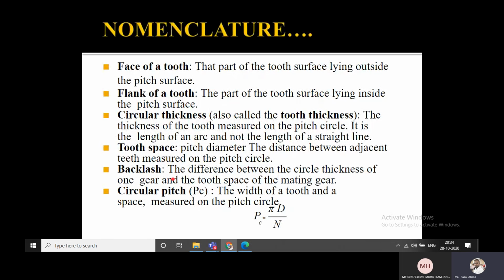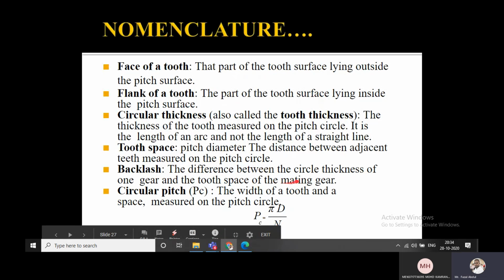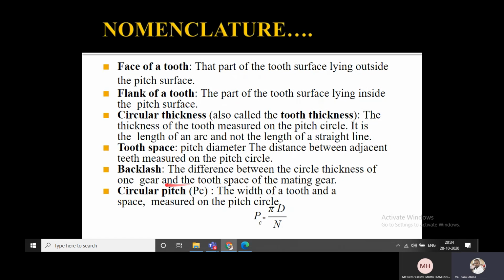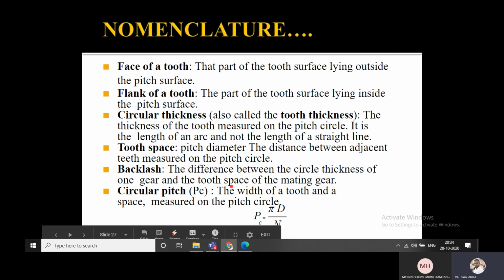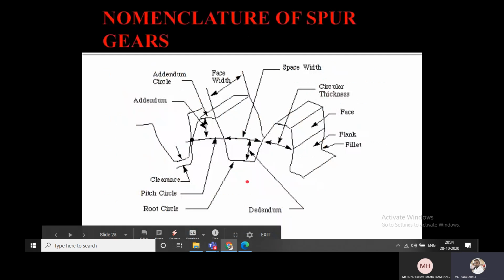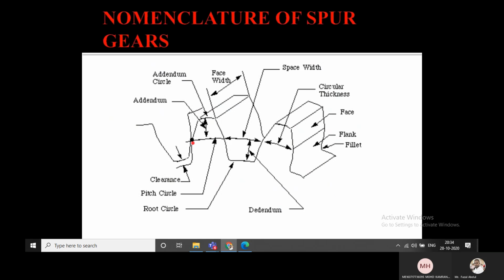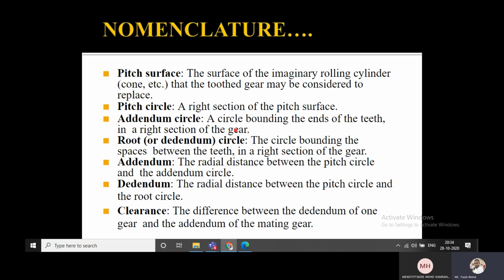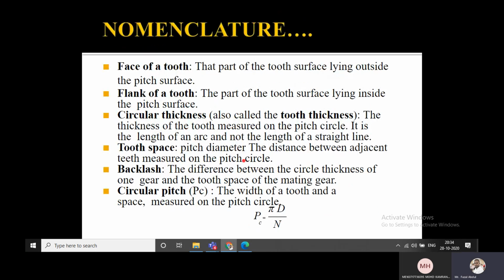Backlash is the difference between the circular thickness of one gear tooth and the tooth space of the other gear. See here, one point is appearing, and this is the other gear. Whatever gap is created, that is known as backlash. If backlash is present in the gear system, that is a disadvantage.